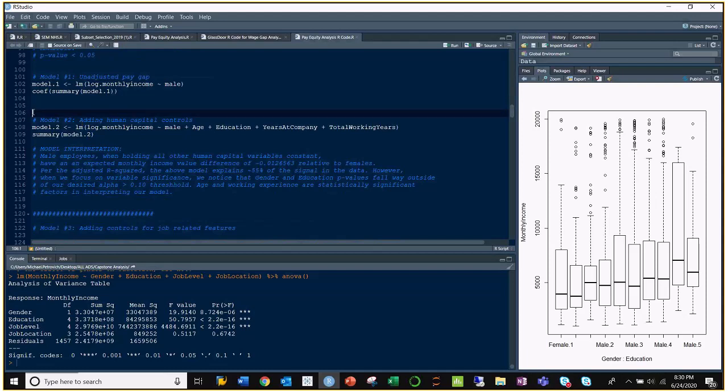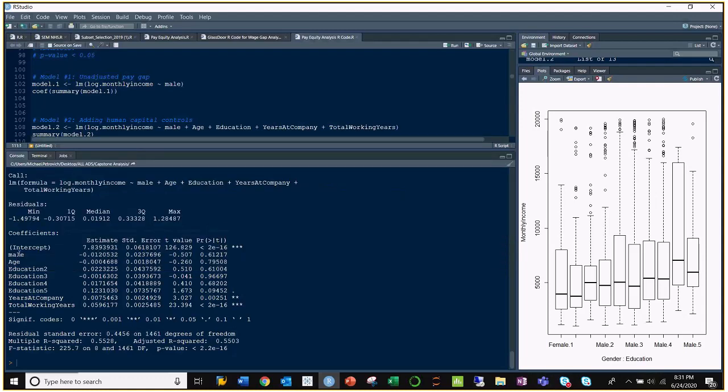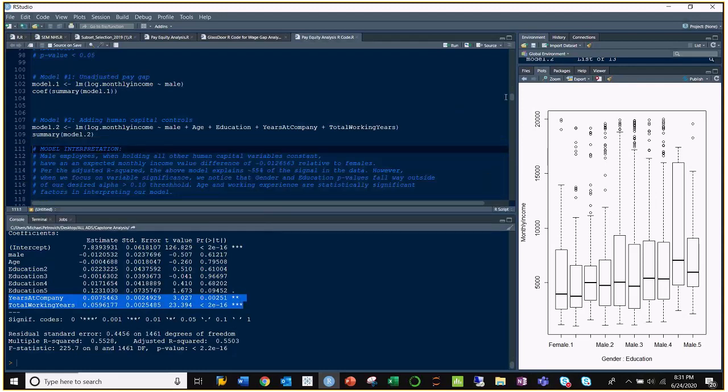So what we're going to do is we're going to skip to model number 2, which is going to allow us to plug in the human capital controls. Those are going to be male, the gender, of course, but adding age, education, years at company, which is tenure, and total working years. And once we run that model, what we find is that gender is no longer statistically significant. What are statistically significant are years at company and total working years. All right, so I think that's insightful there. We've technically flipped the model or have changed it. We're going to change that one more time.